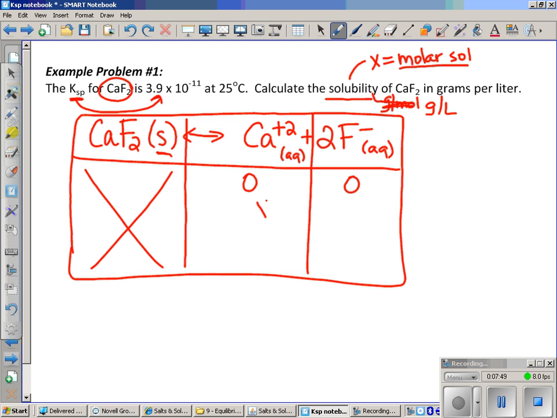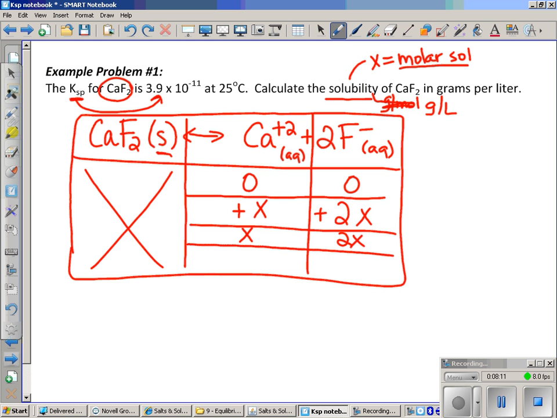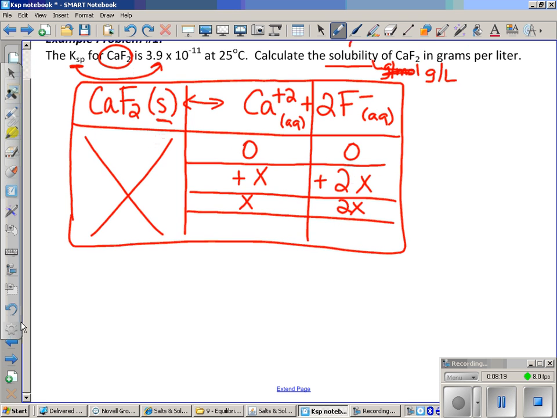Next line is the x's, right? So we'll put an x and an x. We bring our coefficients down, so a 1 and a 2. One side of the equation's positive, one side's negative. Well, notice we're only dealing with one side anymore, so of course make it positive. Don't make yourself deal with negatives. So 0 plus x is x, and then 0 plus 2x is 2x. Just put the lines in for you. So I know that Ca2+ is represented by x, and F minus is represented by 2x.